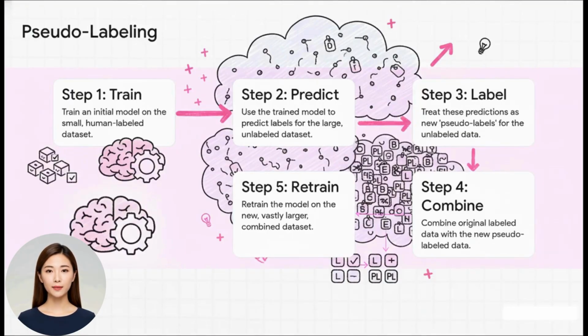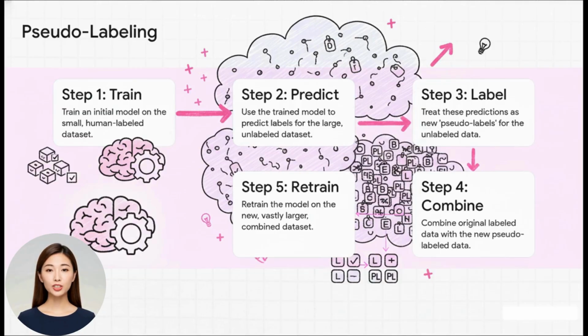Okay, so check this out. Step 1, you take that small, high-quality set of human-labeled data you have, and you train a basic model on it. Standard stuff. Now for step 2, you take that new model and you unleash it on that giant mountain of unlabeled data. You just have it make predictions on everything. And here's where the magic happens. Step 3, you look at all those predictions and you cherry pick the ones the model is most confident about.